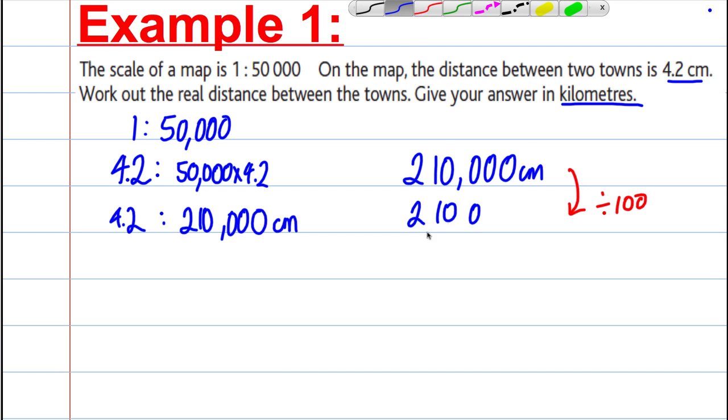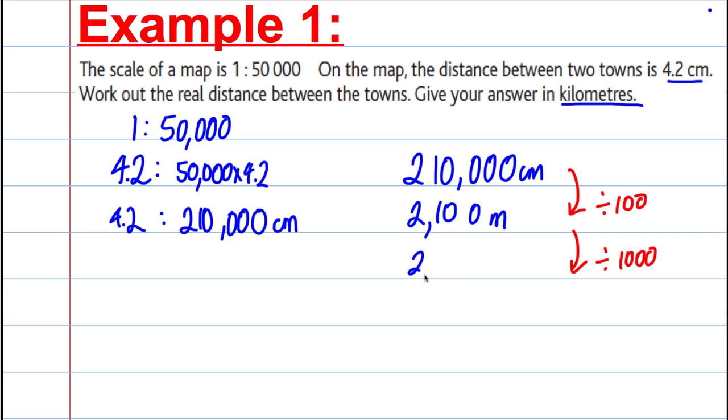2100, just as follows there, which is 2,100 meters. And if I divide that by a further 1,000, because there are 1,000 meters in a kilometer, this would be 2.1 kilometers. Okay, so we should be able to do standard questions like this.